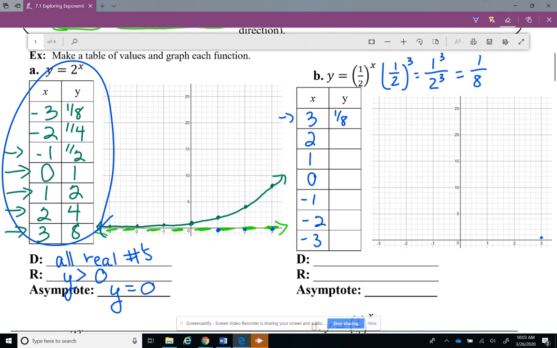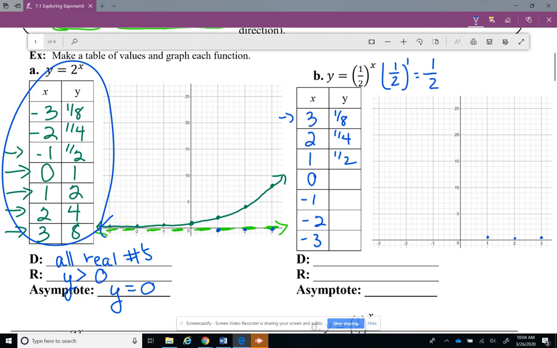All right. Now we're going to substitute 2 for x. So 1/2 squared, that's 1 squared, which is 1, over 2 squared, which is 4. So that's 1/4. Let's graph that one. 2, 1/4. All right, now we're going to do to the 1. So 1/2 to the 1 is just really 1/2. All right, let's graph that one. 1, 1/2. As you can tell, I'm starting to gradually increase as I'm going from right to left.